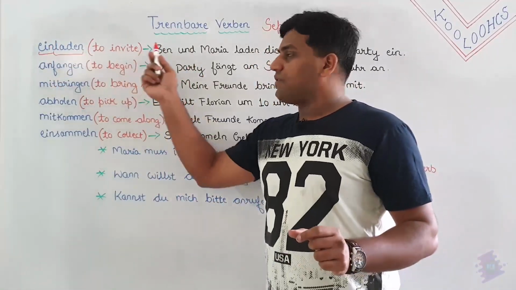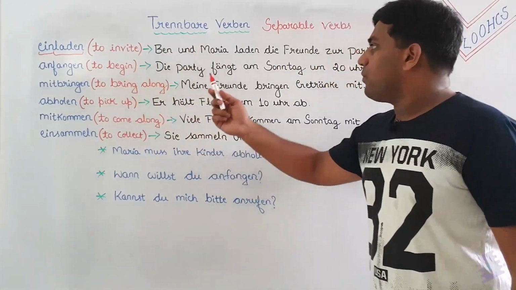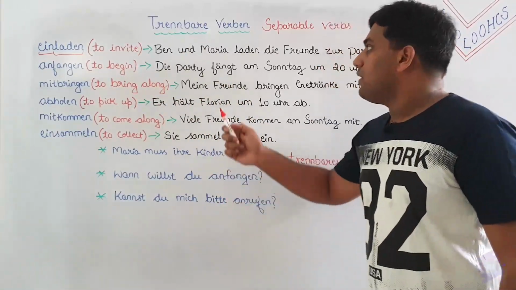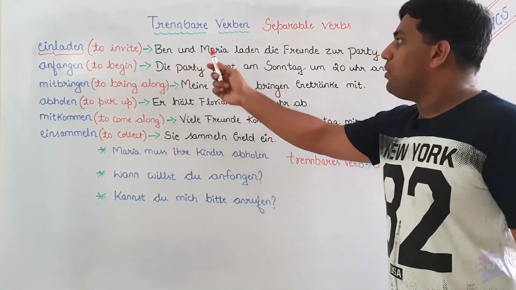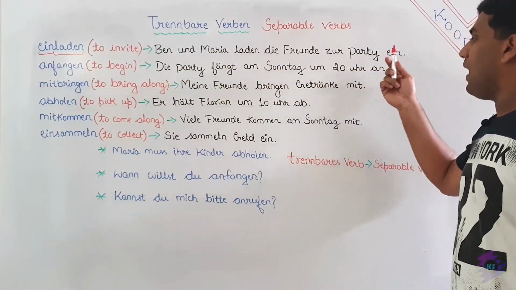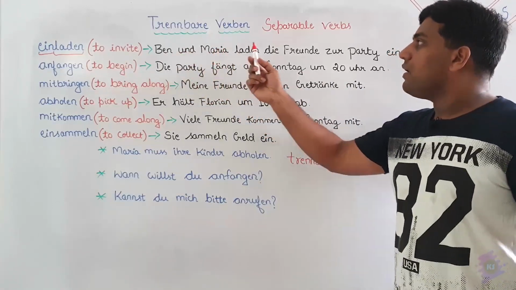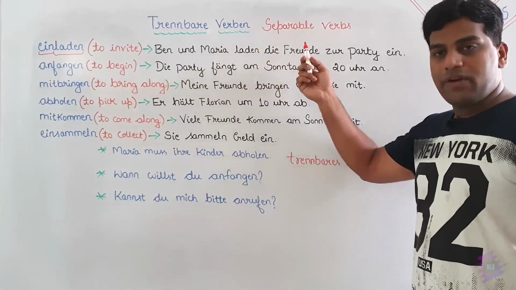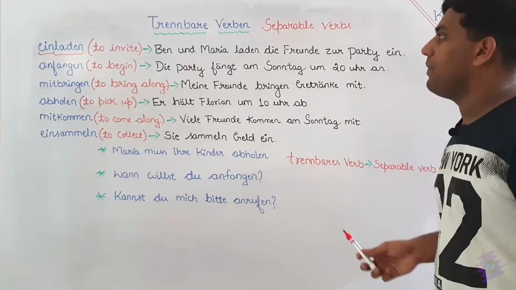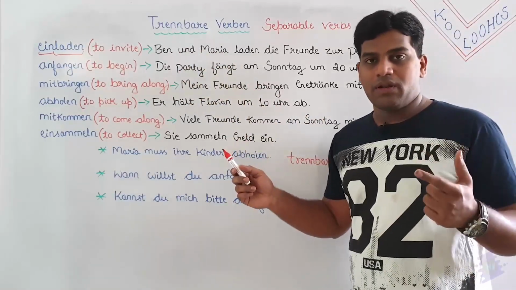So let us understand this through an example. As I said, einladen is to invite. Suppose somebody is inviting friends for a party. It can be like this: Ben und Maria laden die Freunde zur Party ein. That means Ben and Maria invite friends to the party. Ben and Maria is the third person plural, right?